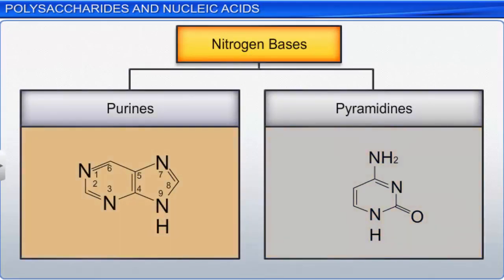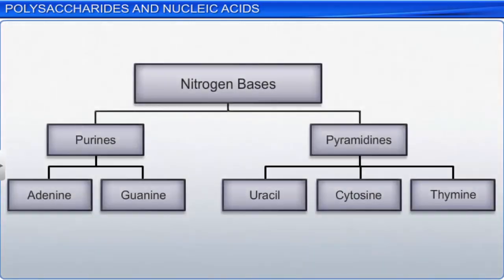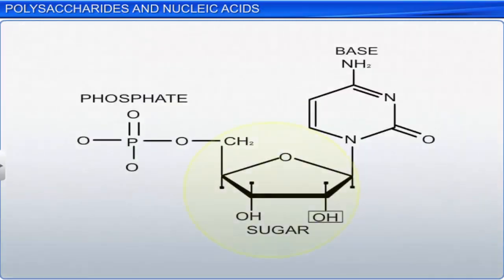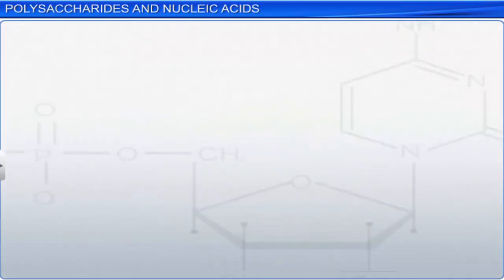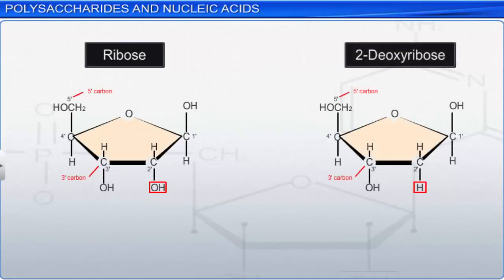In a purine, 6-member and 5-member nitrogen-containing rings are fused together. Pyrimidines, however, have only a 6-member nitrogen-containing ring. Therefore, adenine and guanine are substituted purines, while uracil, cytosine, and thymine are pyrimidines. The sugar found in nucleotides is either ribose or 2'-deoxyribose. Both these are monosaccharide pentose sugars.